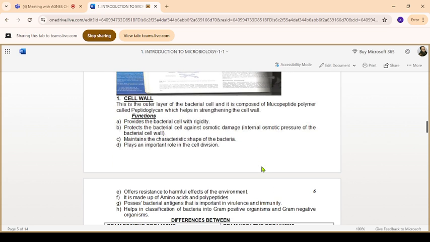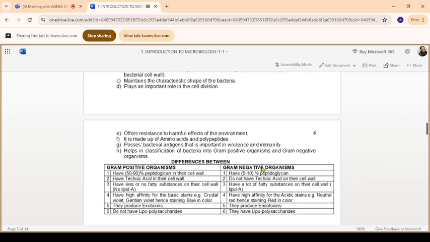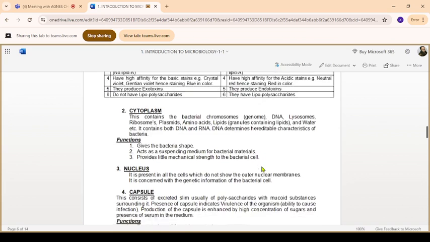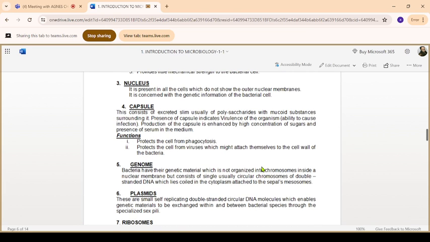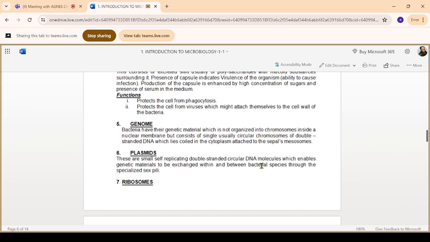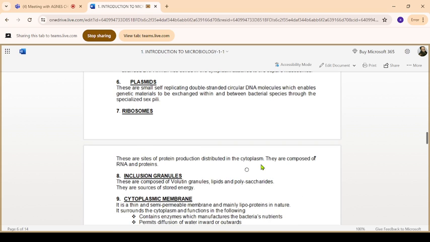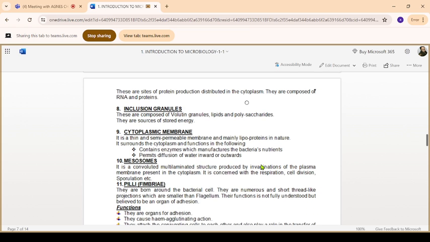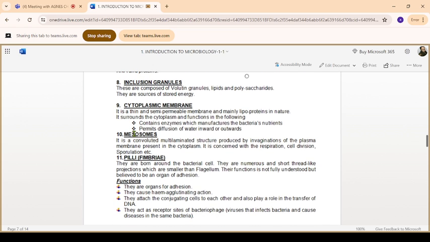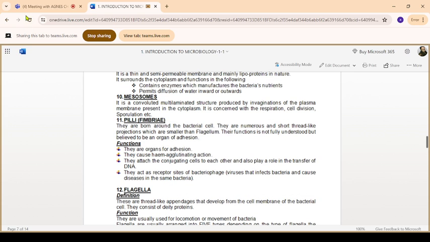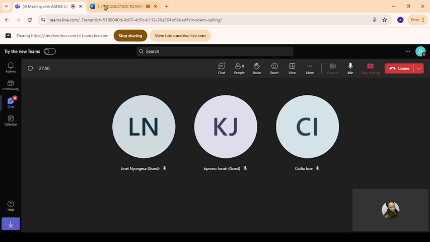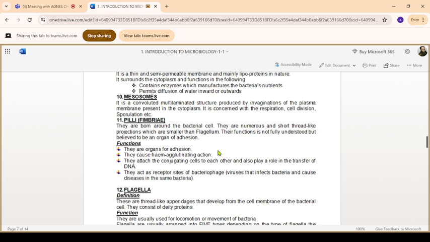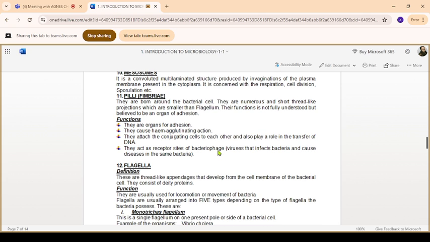Then the rest are the common ones. We have the cytoplasm, the capsule, the nucleus, the genome, the plastids, and the ribosomes. All those are parts of the bacterial cell. We also have the flagella that assist the bacteria in motility. We even have the mesosomes, and all those have their functions as I have indicated in that slide. So I hope my slides are clear and you can see the functions of each part of the bacterial cell physiology.